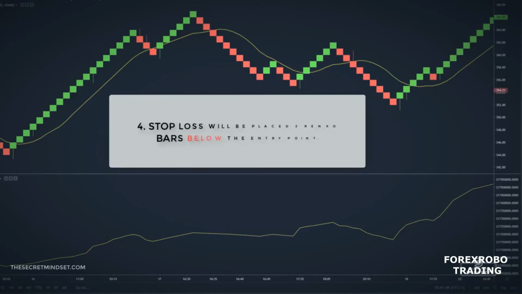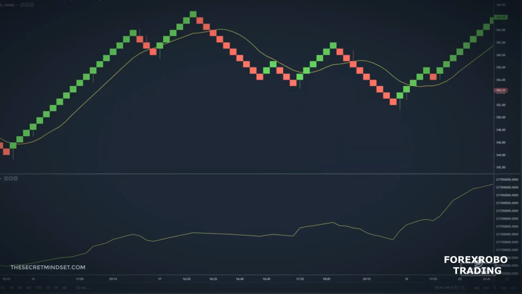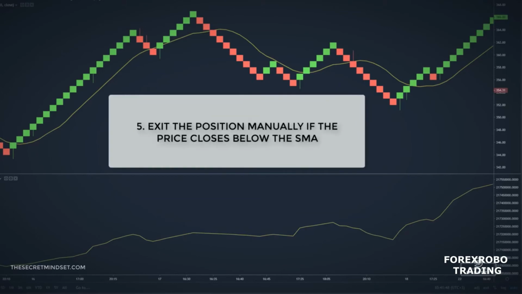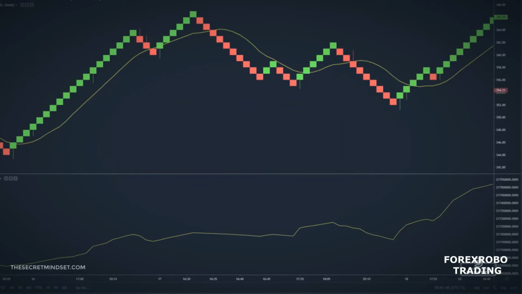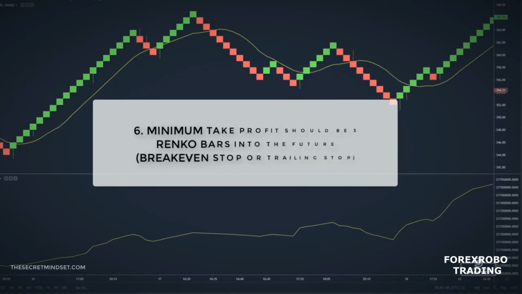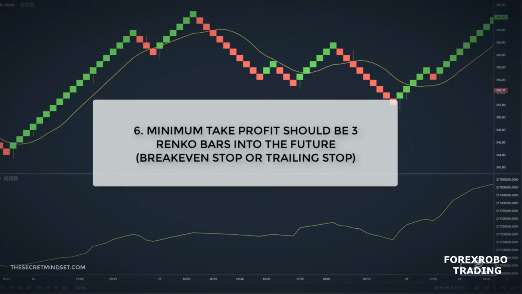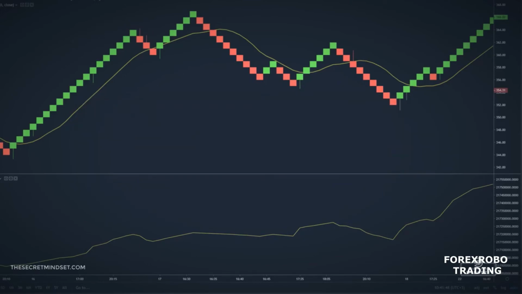Stop loss will be placed 2 Renko bars below the entry point. We can exit the position manually if the price falls below the simple moving average. Minimum take profit should be 3 Renko bars in the future to cover the spread and the commissions. When the price reaches this target, we can move our stop loss to break even and let the trade ride, or we can use a trailing stop to capture a larger part of the move.